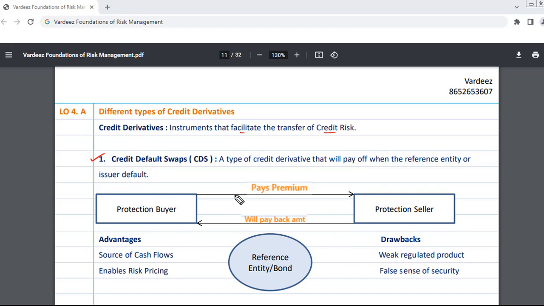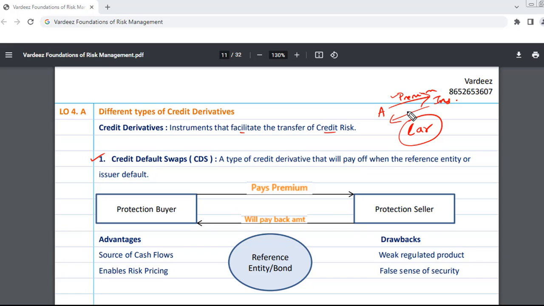Okay, I've got this diagram which will help you remember the CDS, but understand that a CDS is just like insurance. For example, I have this car and I go to the insurance company and say, okay, I'll pay you a premium every year. If anything happens to this car, any damage, any kind of theft, then you pay me the value of that damage. All right, a very common insurance concept. And if nothing happens to the car for that 1 year period, you keep the premium and that's it.